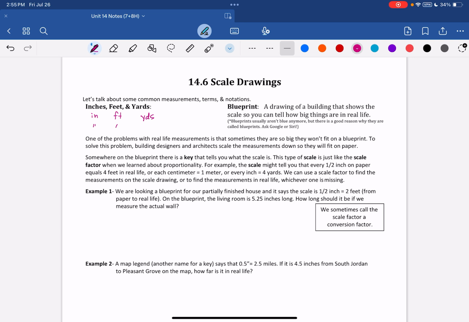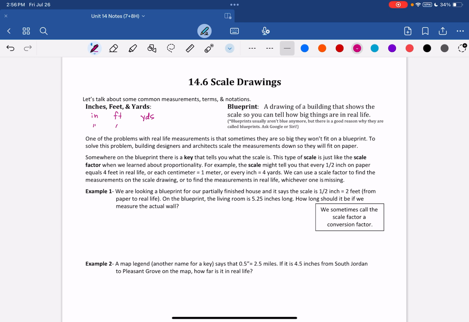One of the problems with real life measurements is that sometimes they are so big they're not going to fit on a blueprint. To solve this problem, building designers and architects scale measurements so that they can fit onto paper. Imagine if you had to draw everything exactly as it was, and you try to show somebody the building and you have to have a piece of paper as big as the building. Doesn't work so good.